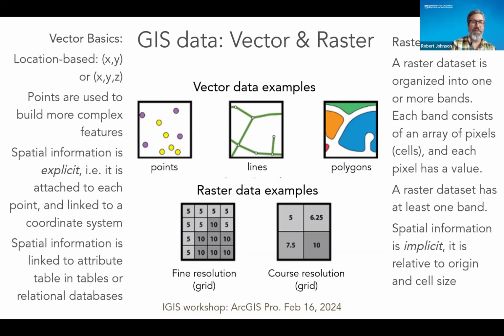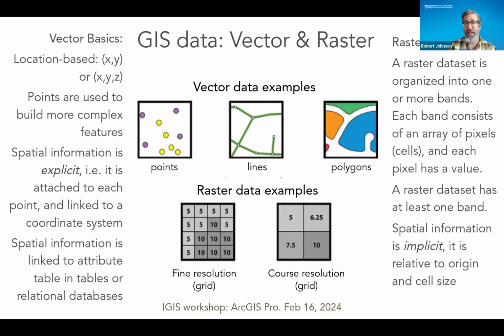The spatial information is explicit. It is attached to each point and linked to a coordinate system. And it is linked into an attribute table. So you can have very large amounts of data connected to one single point, line, or polygon feature.